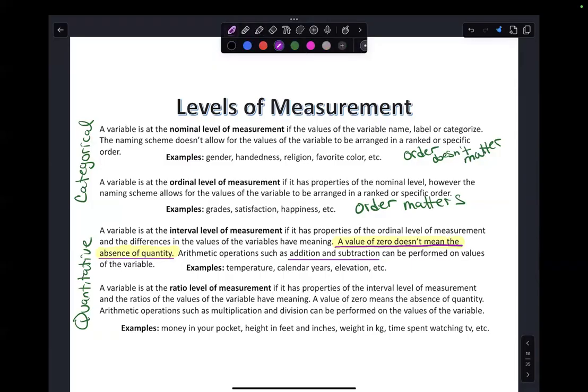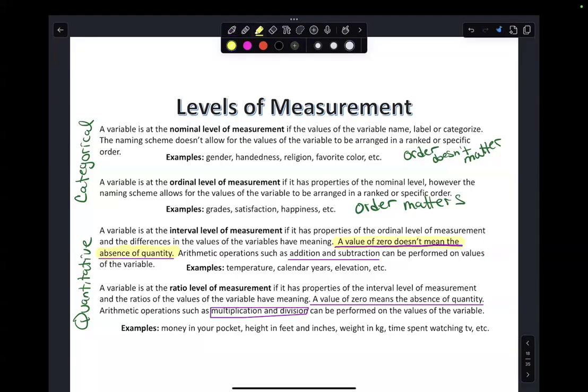So with ratio, a value of zero means absence of quantity. If it's zero, it means there's nothing there. And generally, we can use multiplication and division. Yes, you can also use addition and subtraction, but I can use multiplication and division here. So money in my pocket. A value of zero does mean absence of quantity. If there's no money in my pocket, there's nothing there. Height in feet and inches. If you had a zero height, it would mean there's nothing there. Same thing with weight. Time spent watching TV. A value of zero means I didn't watch TV.